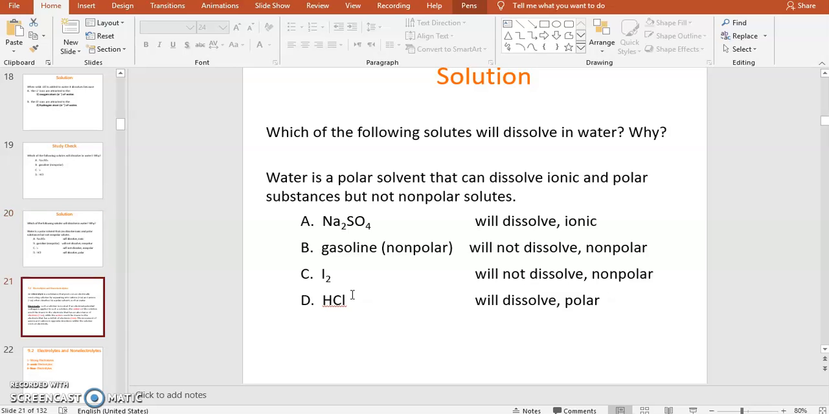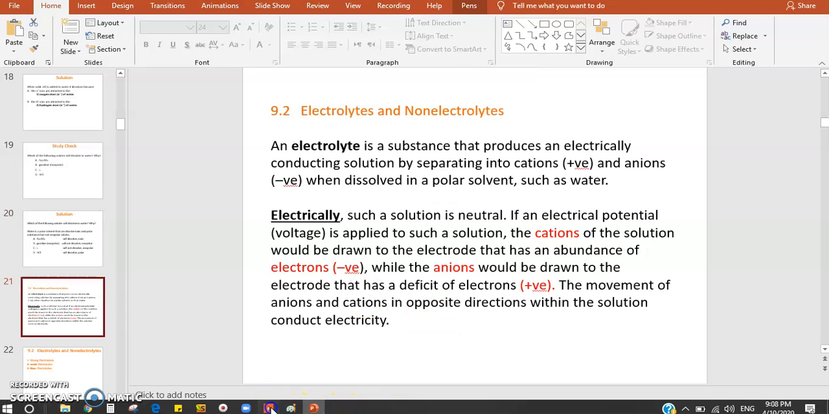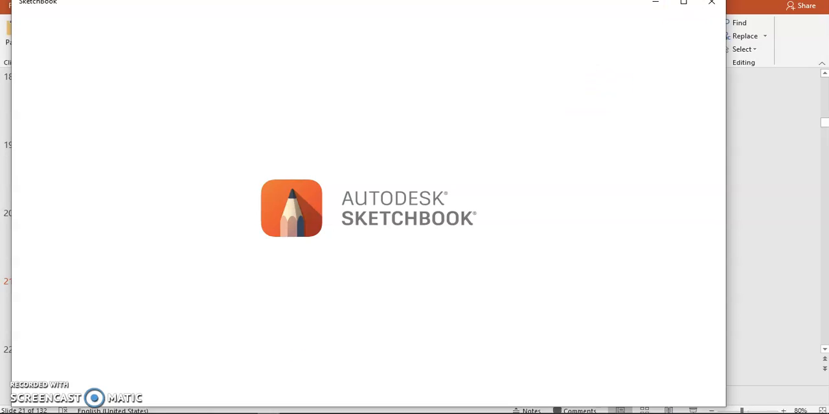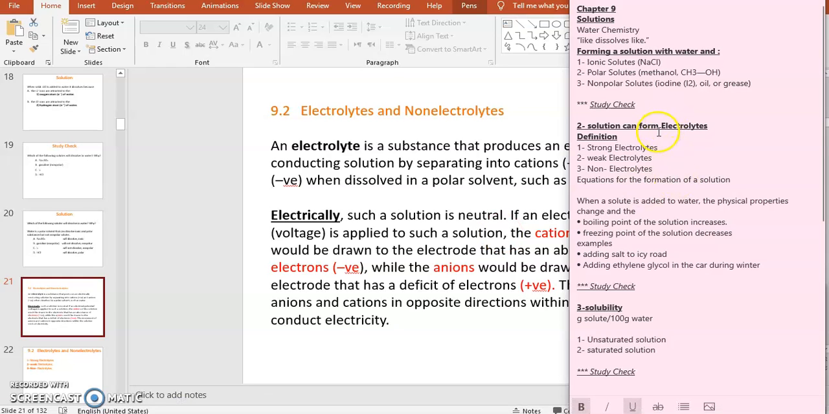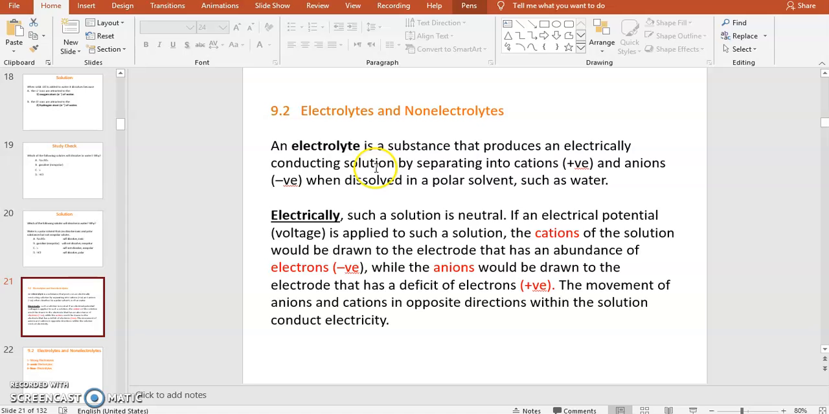The other topic that we will talk about now is electrolytes. What is an electrolyte? Electrolytes basically are the solutes, or the substances, that can conduct electricity, because they will ionize into positive ions and negative ions, and then they will conduct electricity if they are dissolved in a polar molecule like water, for example.